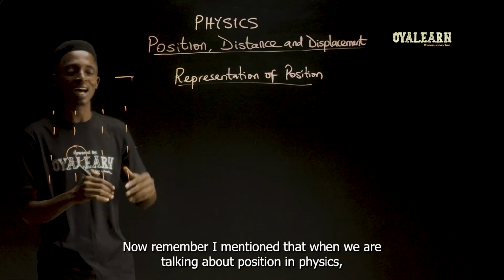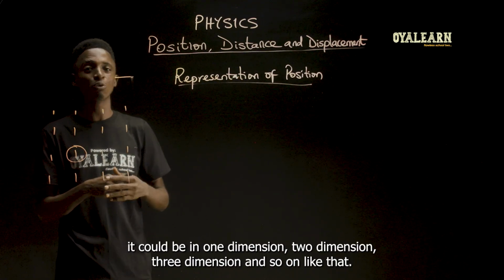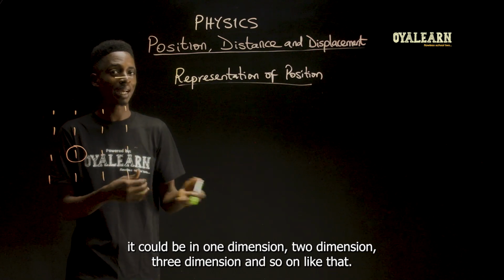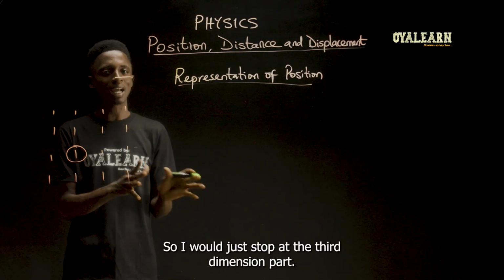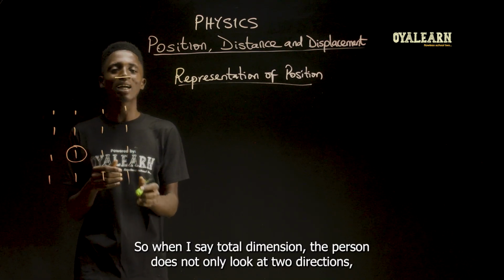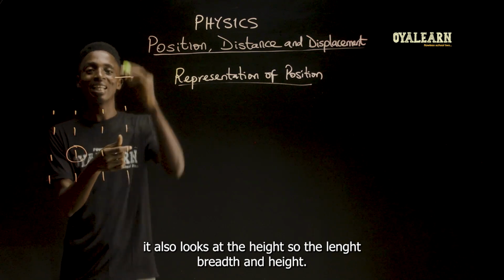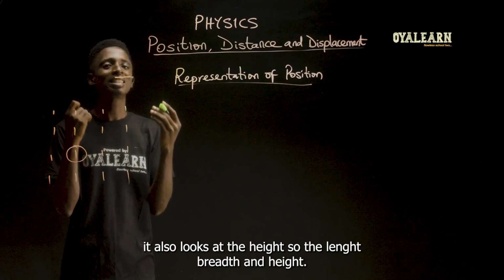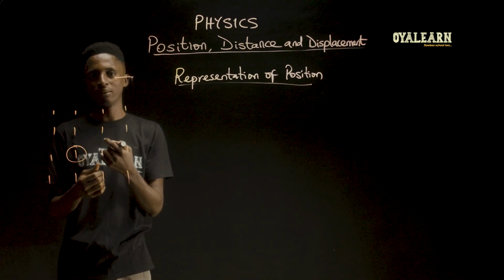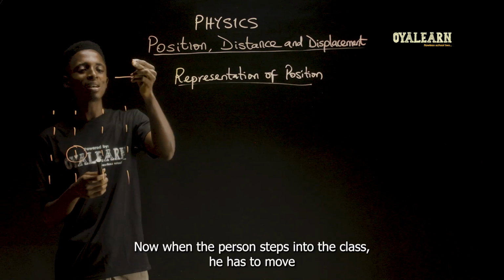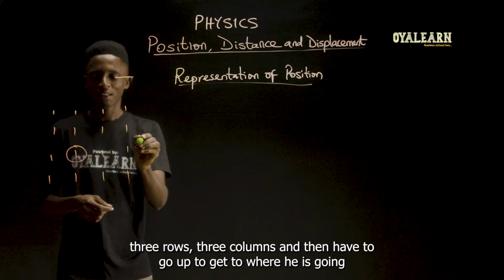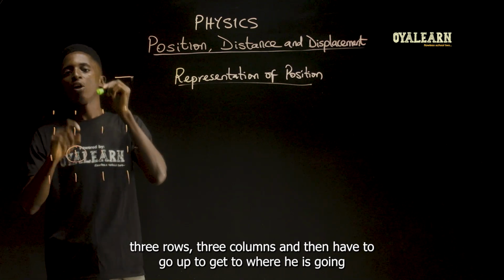Now remember I mentioned that when we are talking about position in physics, it could be in 1 dimension, 2 dimension, 3 dimension, and so on, okay? So I would just stop at the 3rd dimension. So when we are saying 3rd dimension, the person does not only look at 2 directions, he also looks at the height, so the length, breadth, and height. Say for example, the object is hanging from the ceiling, okay? Now when the person steps into the class, he has to move 3 rows, 3 columns, and then go up to get where it's going.